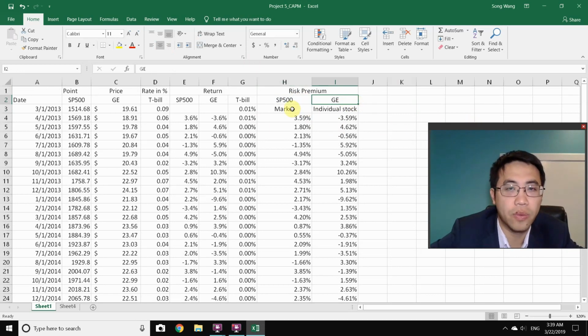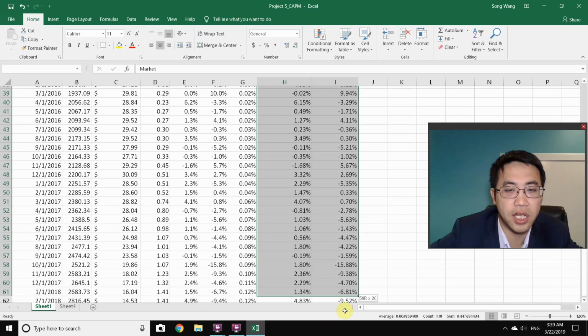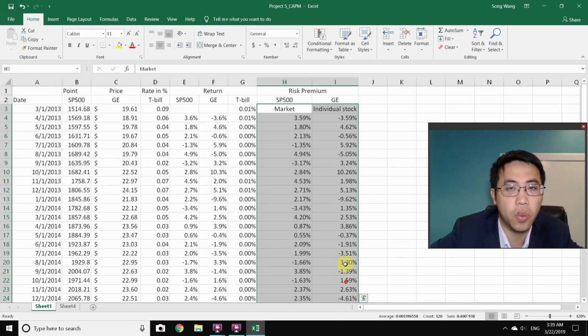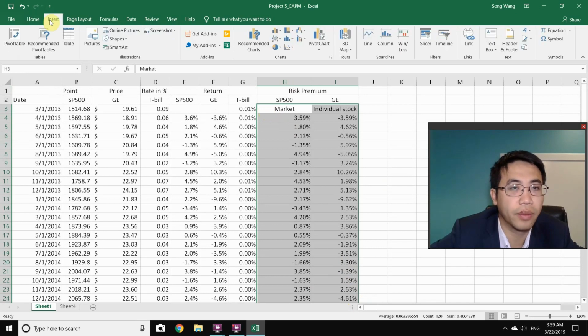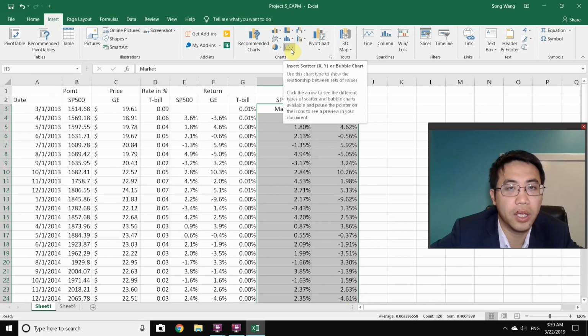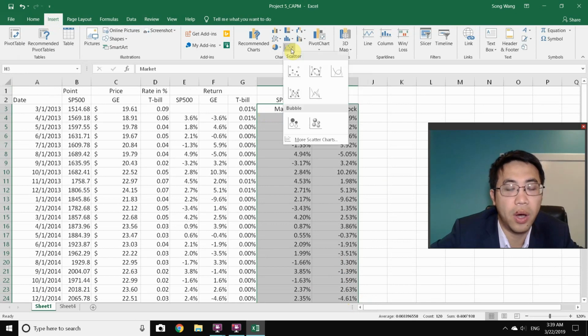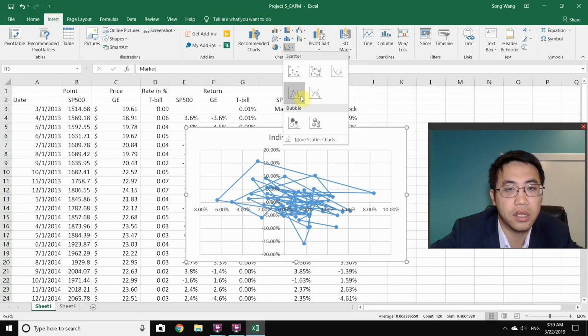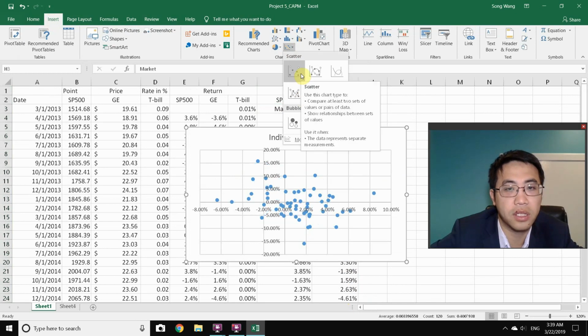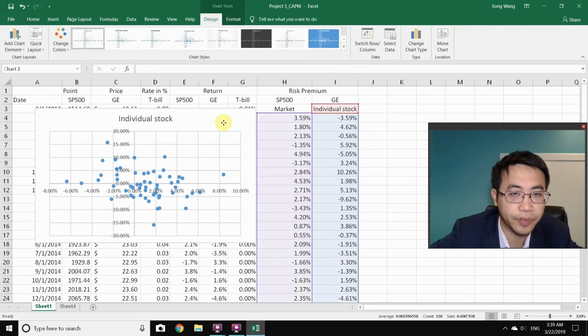One way is to get the chart. So let me select both columns, okay, with the titles included. And then I'm going to hit insert. All right, I'm going to insert this scatter chart. Okay, and then I wanted to have these lines. Okay, just this scatter chart. Okay, with no lines. Sorry.